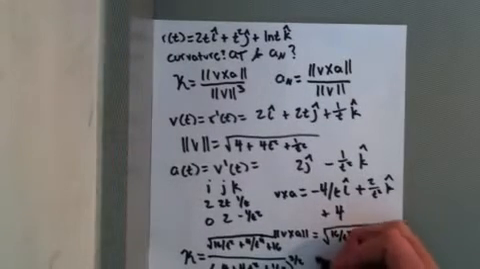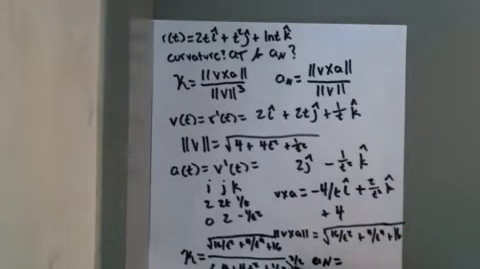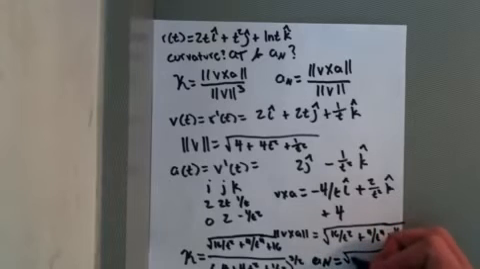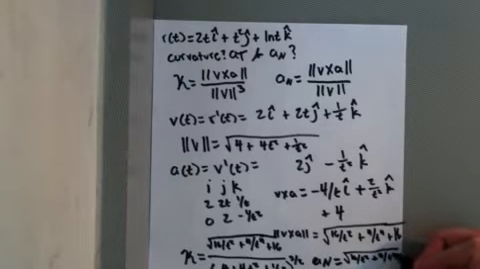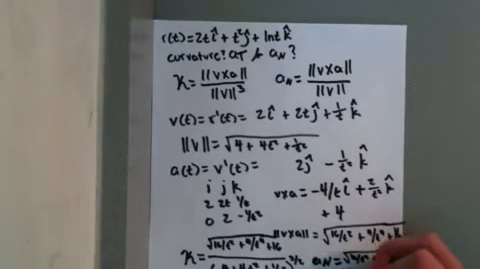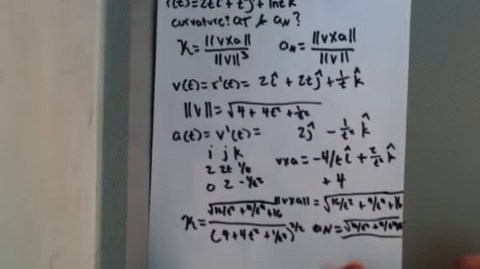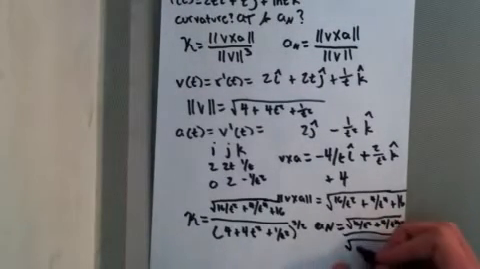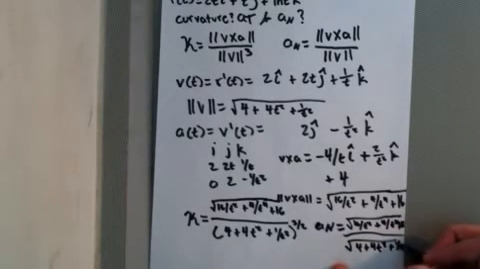And then a_N, which is the normal component of acceleration, is just going to be the same thing, except the denominator is not going to be cubed. So we write the same thing: 16 over t squared plus 4 over t to the 4th plus 16, all over the square root of 4 plus 4t squared plus 1 over t squared, so the magnitude of v.